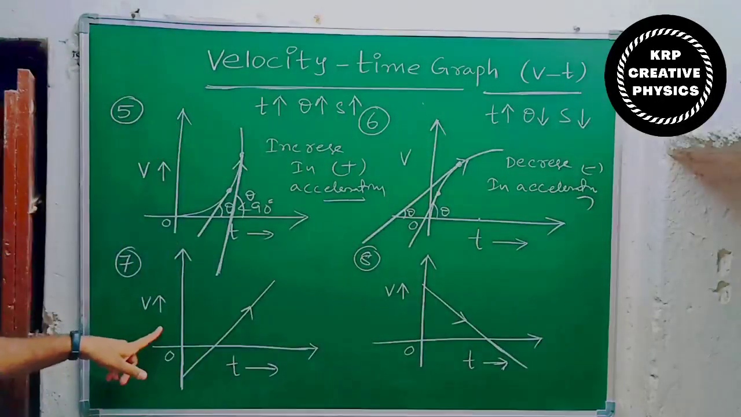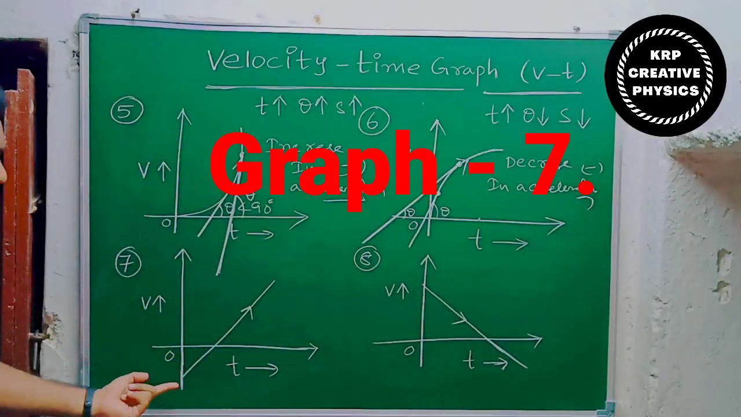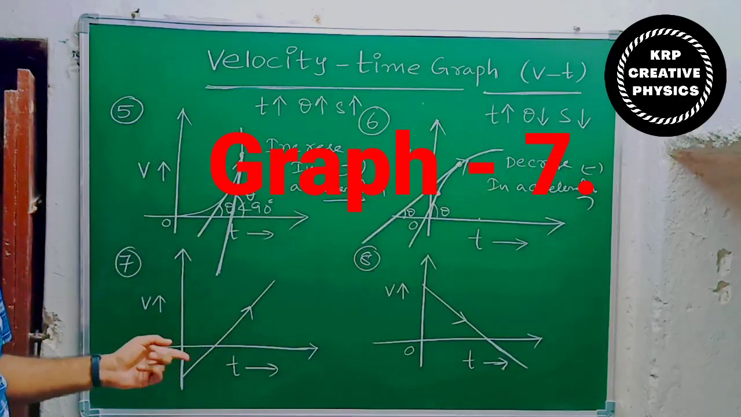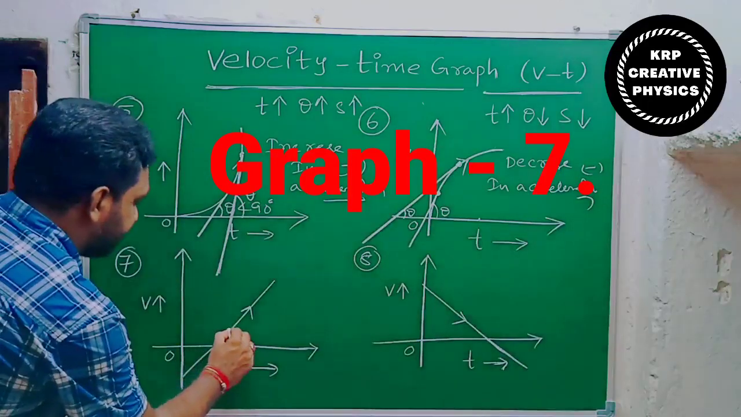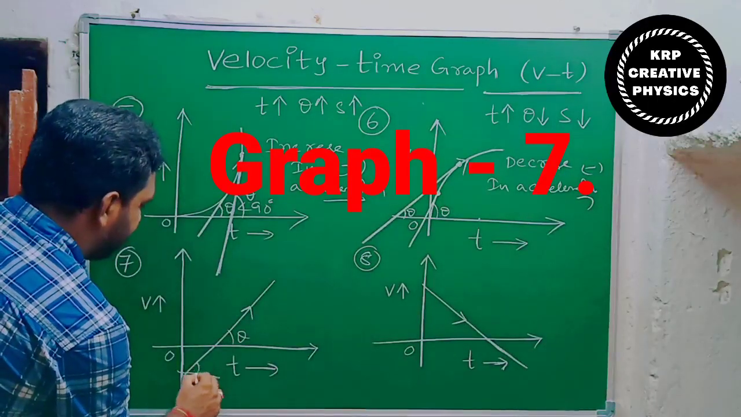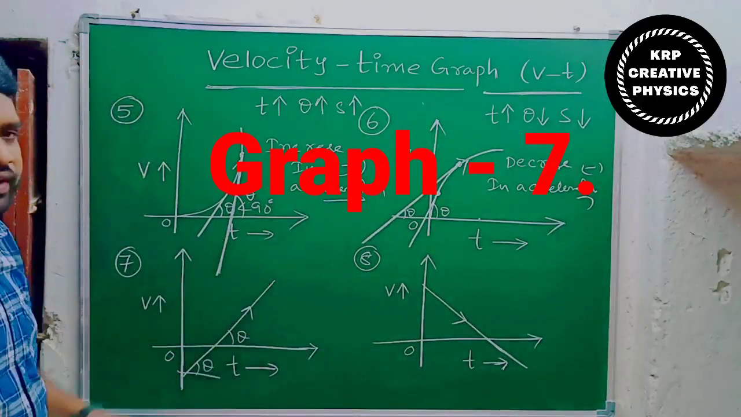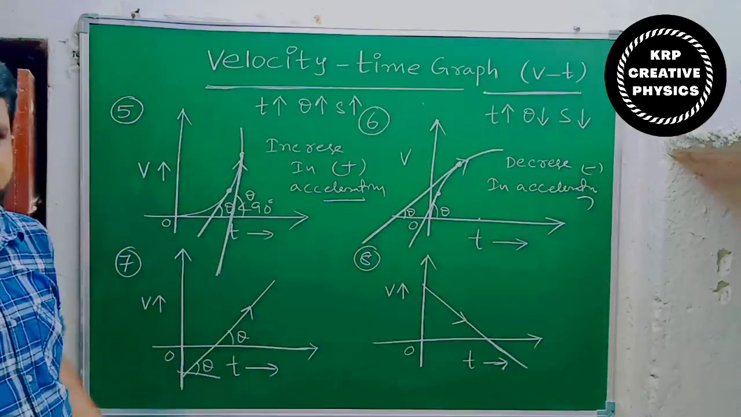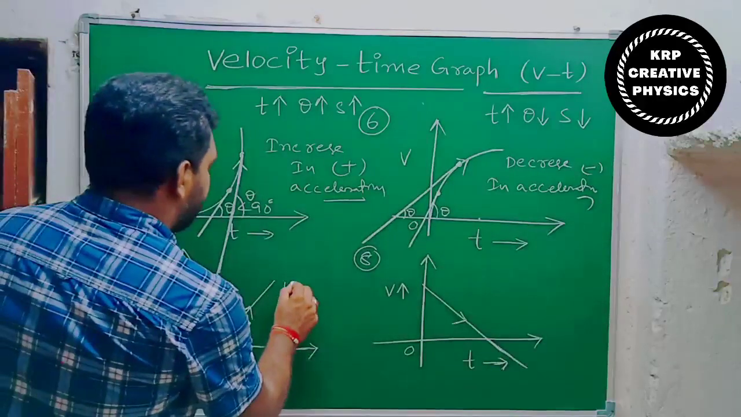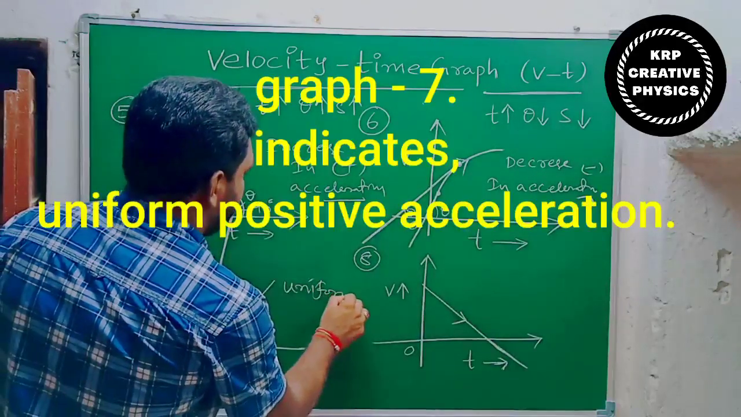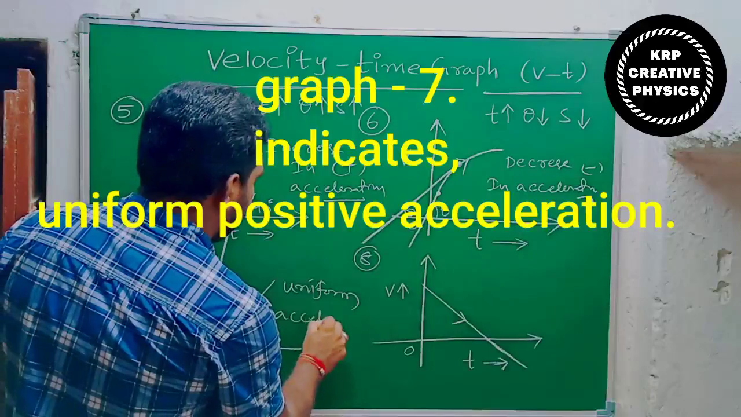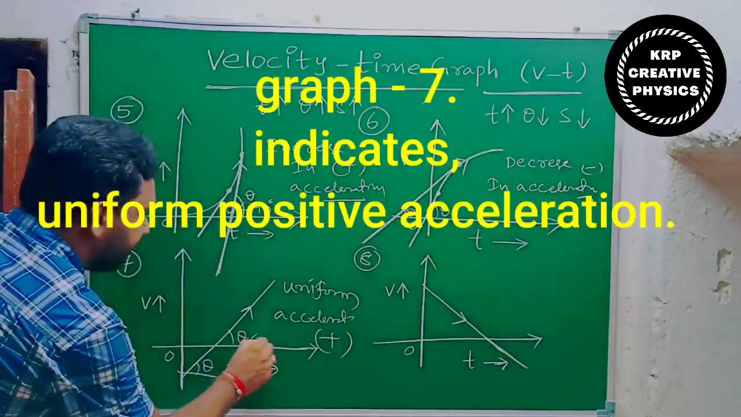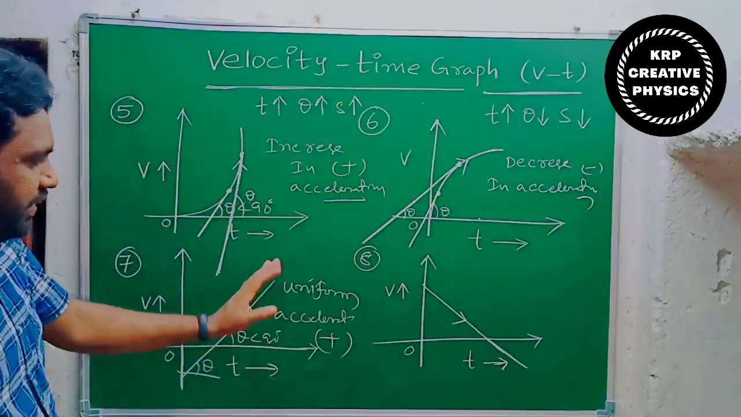So let's move on to the seventh one here. It is very similar to the previous graph we discussed already. In this graph, the slope remains constant everywhere. We are getting a straight line, so it is representing uniform acceleration, constant acceleration, and that too it is positive. Why? Because theta is less than 90 degrees. Very simple. It is already discussed.